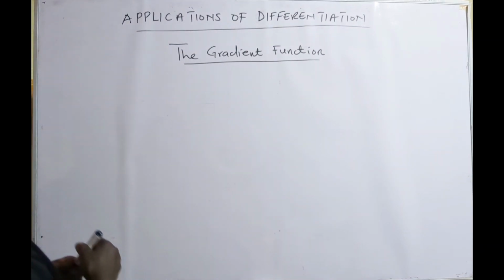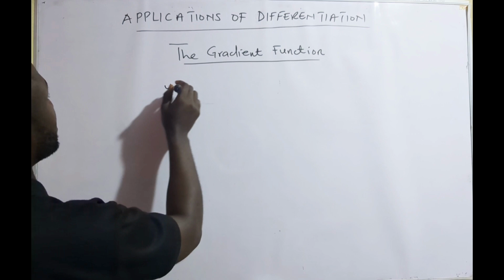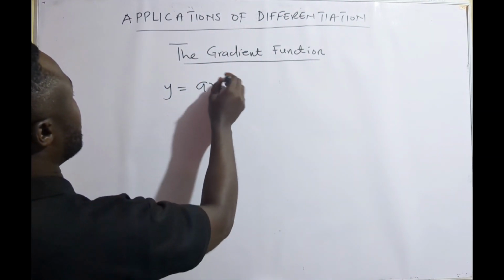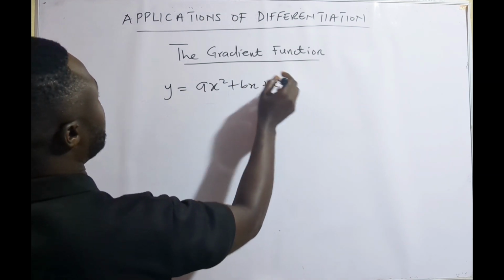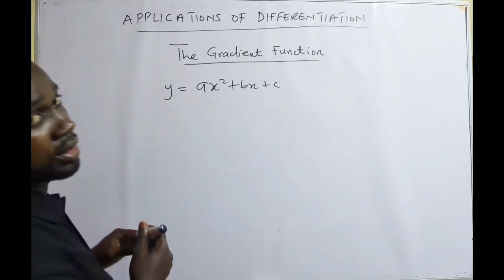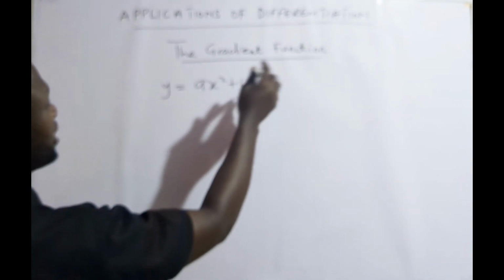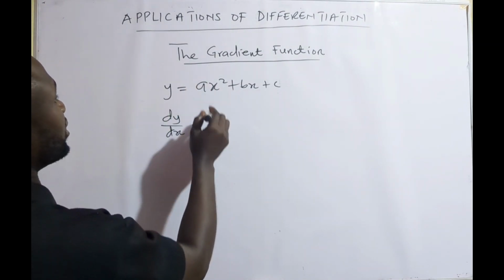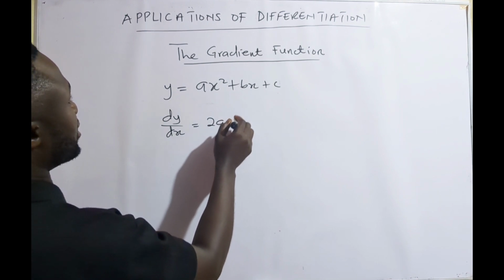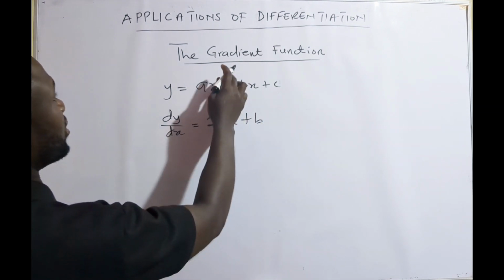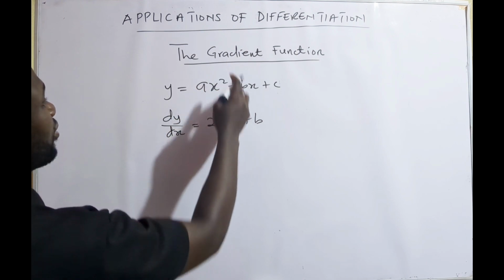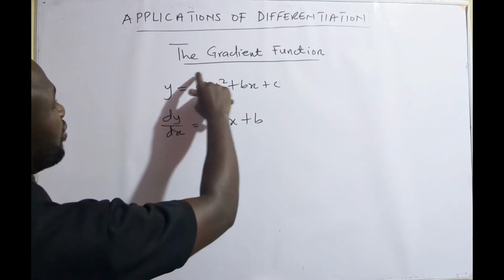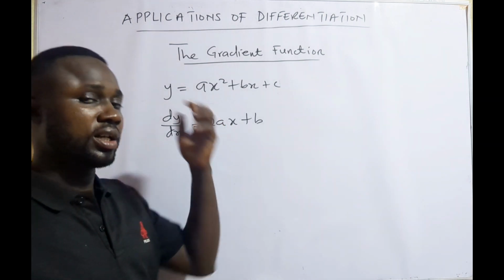So if I have a function y is equal to, let's say the function is quadratic, ax squared plus bx plus c, where a, b, and c are constants. If I differentiate this function, that is dy/dx, it will give me 2ax plus b. 2 multiply a, subtract 1 from the power, and then the c will be 0. So when I differentiate a quadratic, you see that I'm getting a linear function.